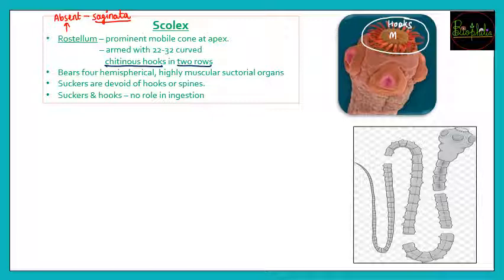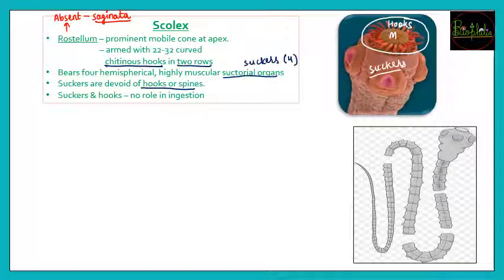Now another part that is going to be present in the scolex, that is going to be 4 hemispherical highly muscular suctorial organs. So these suctorial organs are nothing but the suckers. So these are going to be 4 hemispherical muscular structures, और ये suckers जो होंगे उनके पास कोई hooks या spines नहीं होंगे, but they will be muscular so that they can suck the particular nutrients and they can also help to attach to the body. So these over here, if you can see, these are going to be your suckers that are 4 in number.